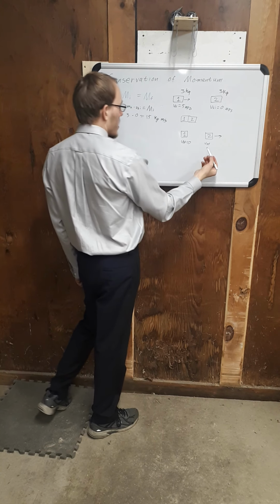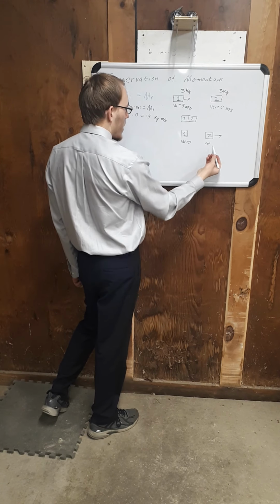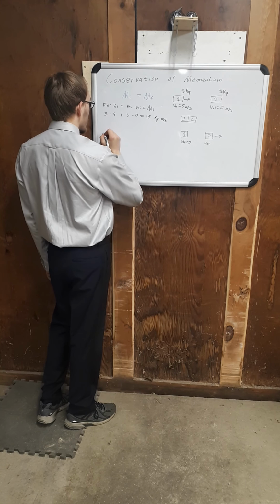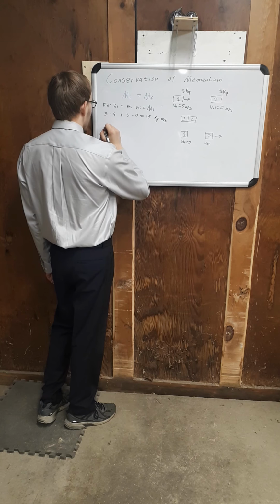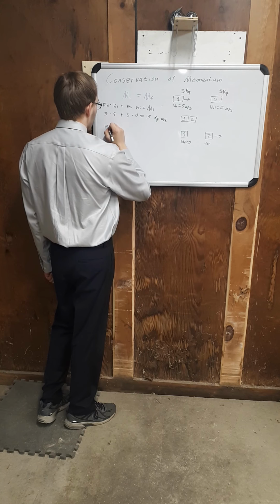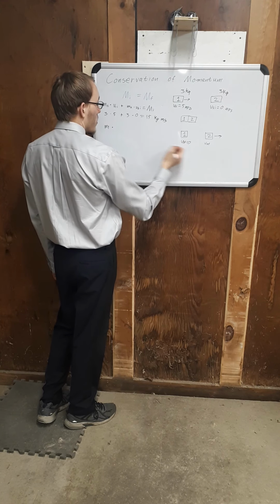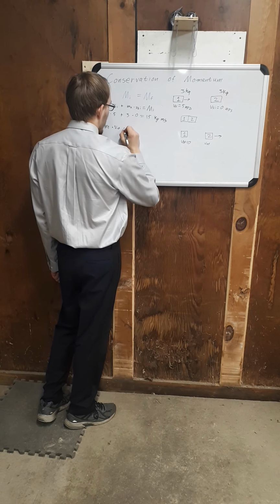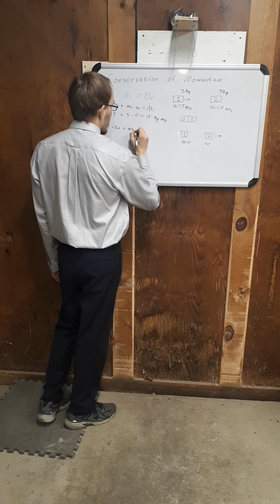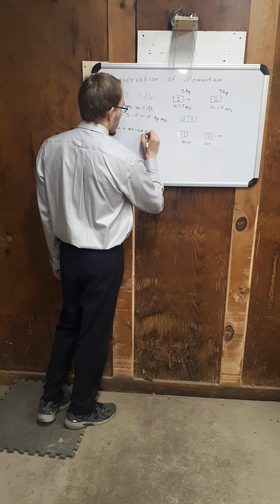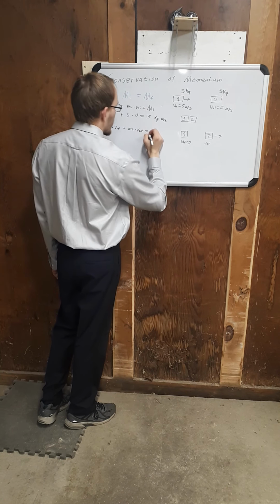And we know that the initial momentum should be equal to the final momentum. So if we want to calculate the speed of block 2 after the collision, we can use this principle. We'll say that m1 times v1 final, which is now 0, plus m2 times v2 final, should be equal to the initial momentum, which is 15.